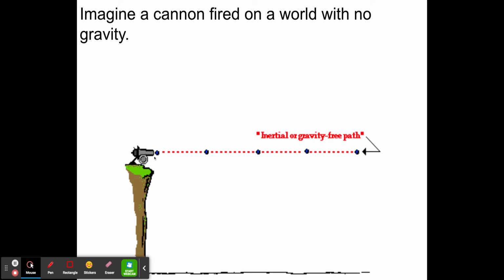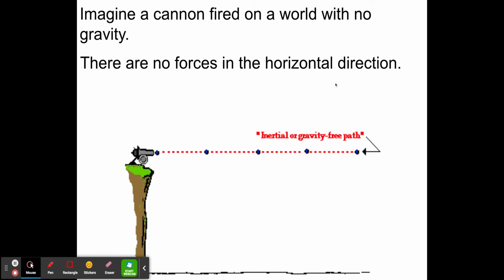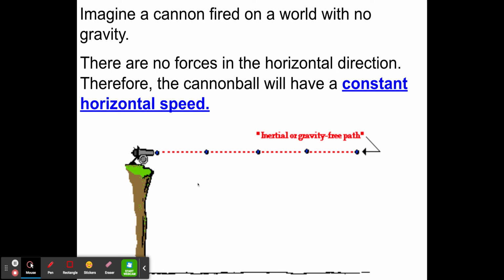So, to talk about them, let's imagine this. Imagine a cannon is fired in a world with no gravity. If this cannon was fired, and here's our little blue cannonball here, since there are no forces acting in the horizontal direction on this cannon at all to pull it down, and there's no air resistance, so there's no downward forces because there's no gravity, and there's no horizontal forces because let's say there's no air resistance, then it's going to just keep going a constant speed. So a cannon fired on a world with no gravity would go a constant horizontal speed here.